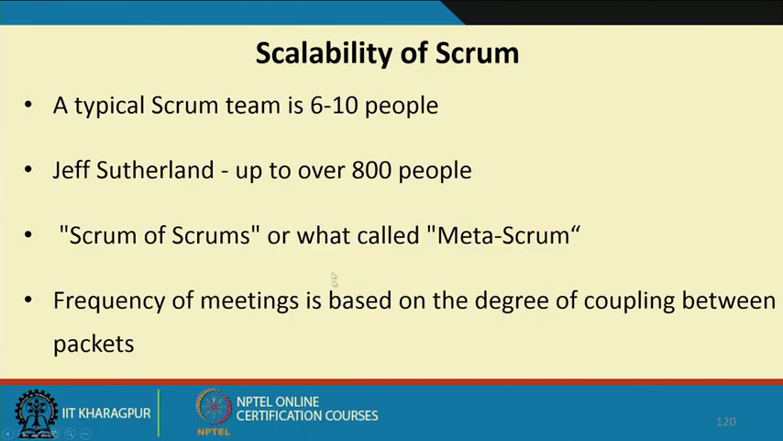Scrum is typically for small projects of 6 to 10 people, but then it has also been tried for larger projects involving hundreds of people, and it is called the Scrum of Scrums or Meta Scrum. We will not be discussing this.